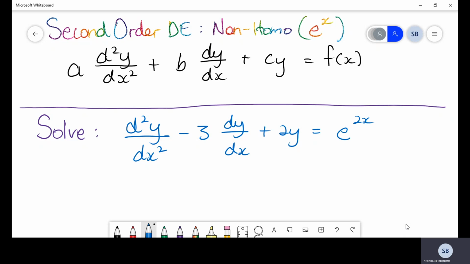So nevertheless, let's move on to today's differential equations. And once again, we'll be looking at second order differential equations where we have that right hand side not being equal to 0 and it's of an exponential form.